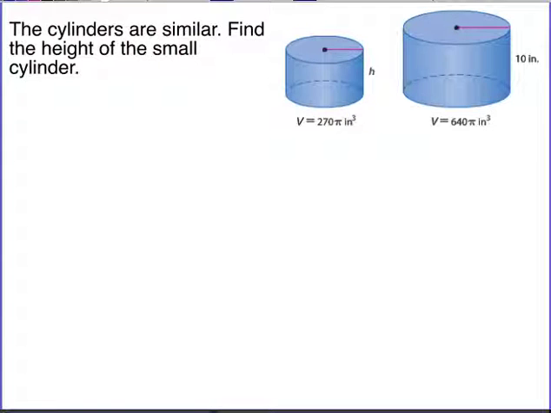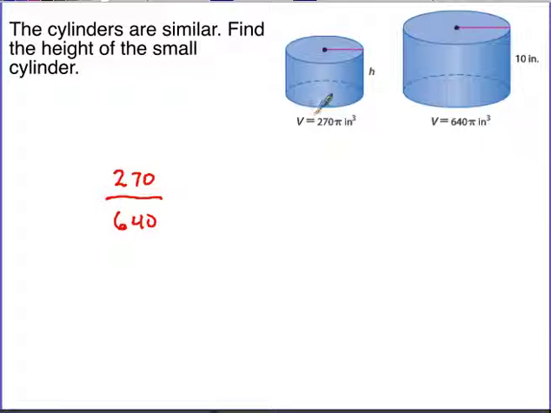All right? The cylinders are similar. Find the height of the small cylinder. Okay? So we know we can set up a ratio of the volumes. So 270 over 640. Not yet. I've got to get these into numbers that I work with. Since these are volumes and I want to find a ratio that I can use with the heights, what do I have to do? Not the square root. We're not talking area, we're talking volume.